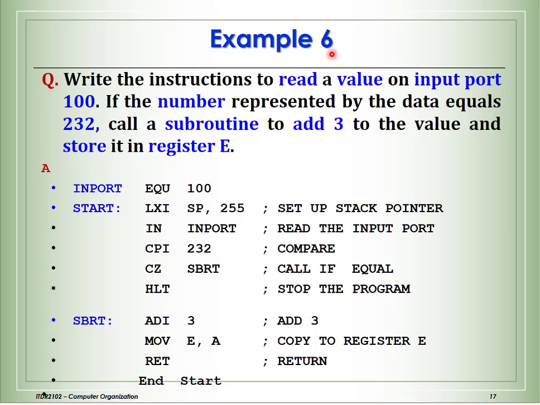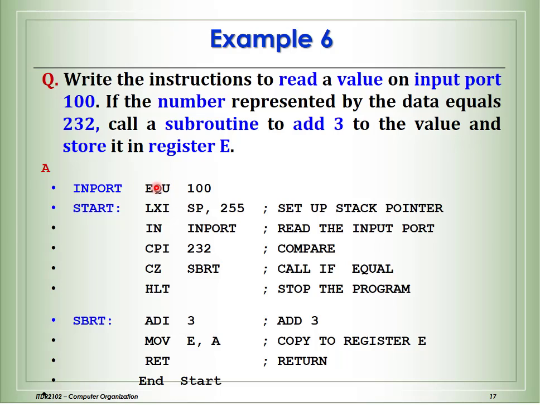Now example 6. This is the 6th example of this lecture; example 5 we covered in lecture 11, sorry. The program is very simple. We need to read a value on the input port address, which is 100. If the number represented by the data is equal to 232, we need to call a subroutine or procedure, and then add 3 to the value and store it in register E. Very simple.